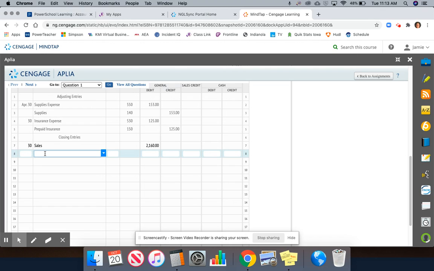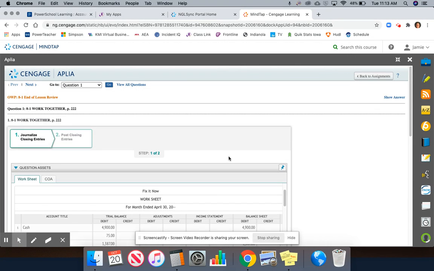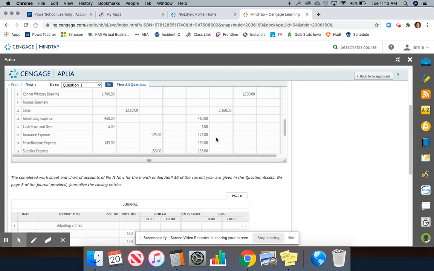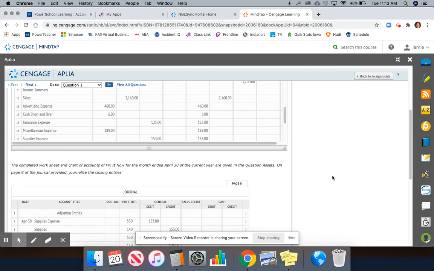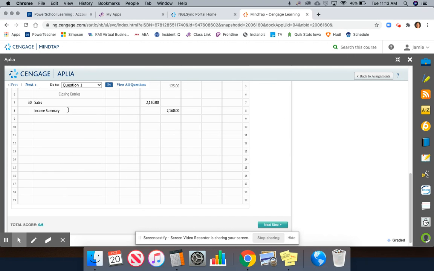And then the opposite, we always put into income summary. We do the opposite into income summary. So sales, that debit comes from the opposite of what it is in our worksheet. In our worksheet, we had a credit of $2,160. So we're going to debit it for $2,160 to cancel it out. And then we do the opposite to income summary. So that was our revenue.